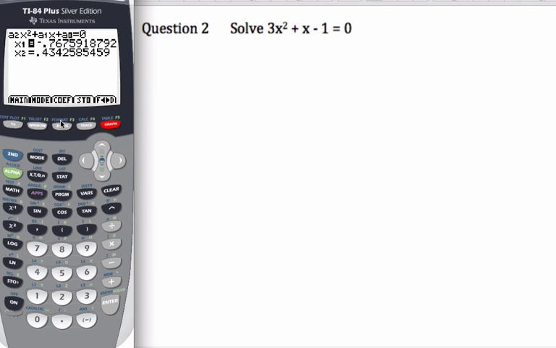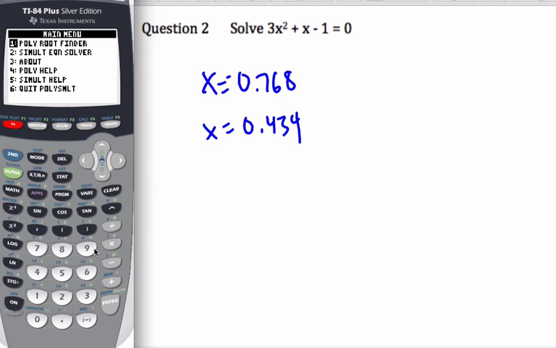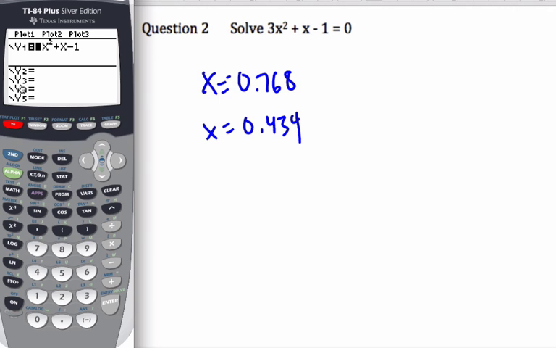I'm going to double check, make sure I put in the values correctly. 3, 1, negative 1. And the answers are x is equal to negative 0.768, and x is equal to 0.434. That's using PolySmlt.